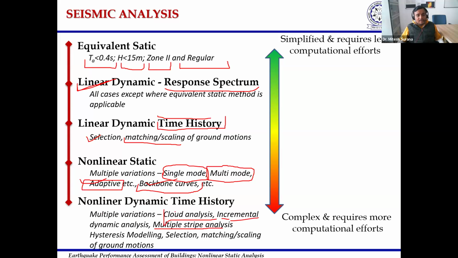Whether we are conducting cloud analysis, incremental dynamic analysis, or multiple stripe analysis, the analysis procedure remains the same. It is only the selection of the ground motion that we are using to conduct nonlinear dynamic time history analysis that differs in these different types of analysis.